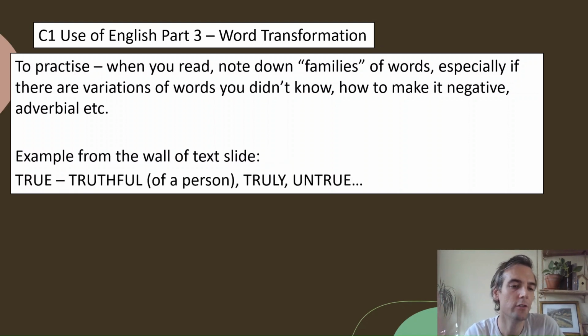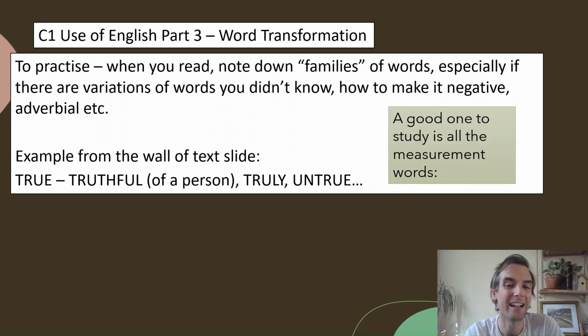Example that I found before, true, truthful, truly, untrue. You're going to see the word true when you're reading a news article. But how do you transform this word? If you're on your day to study part 3, looking for words that I can transform, writing them down, looking them up, looking for the meaning.